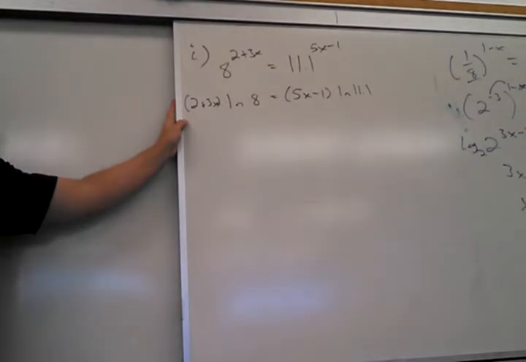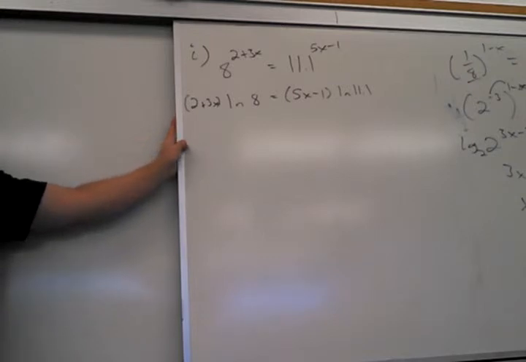How are we doing so far? Is that good? So that's why we do ln, so the powers can come down. That's where my variables are. Now this is where people freak out. I'm trying to solve for x. Where's x? Both sides.